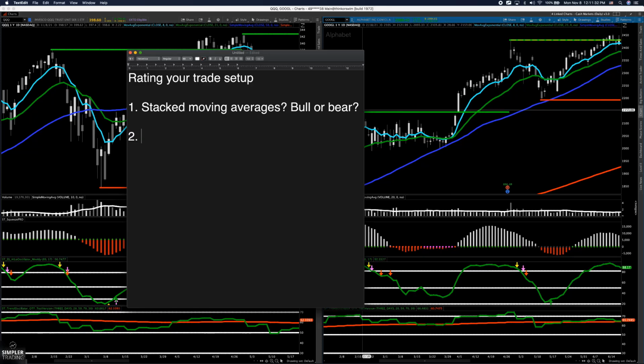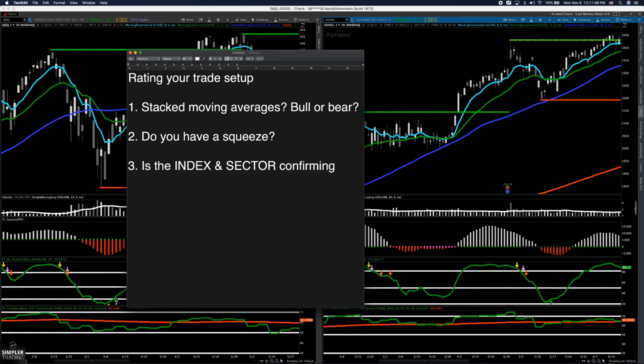Next up, do you have a squeeze? You should always ask that. After that is the index and sector confirming. Meaning, does the index, which is the QQQ, or you can get even more granular and go to the XLC, which is the sector that contains Google, are these two things confirming with what you see on Google itself? In this case, they definitely are.